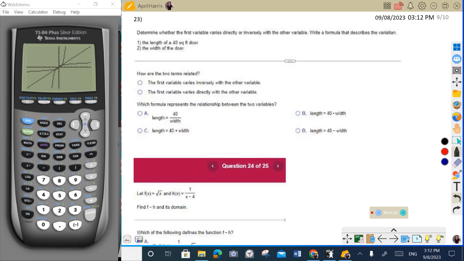I got it. Okay. Determine whether the first variable varies directly or inversely with the other. Write a formula that describes the variation. What? Hold on.